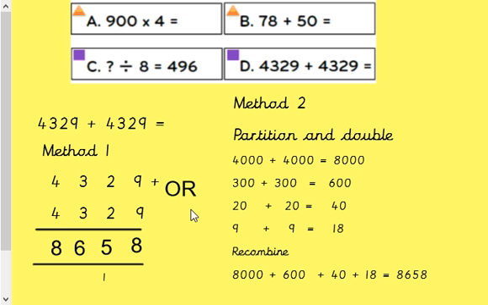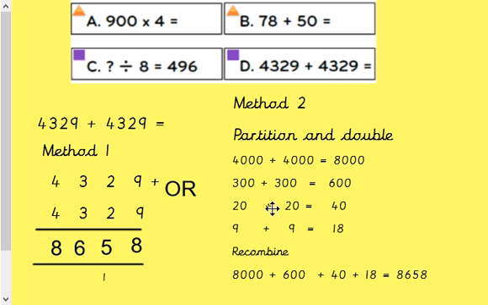Doubling is really cool here. We know we've got 4,000, 300, 20 and 9. You can see that I've laid those down there. And of course, I've got the same here. So double 4,000 is 8,000. Double 300 is 600. Double 20 is 40. And double 9 is 18. So if I then recombine all of those, I get 8,658. Either method is really quite okay to use.